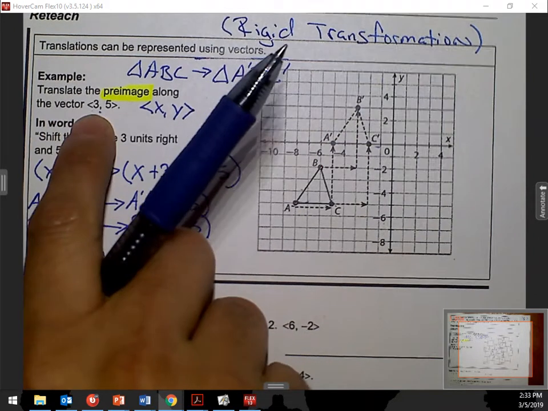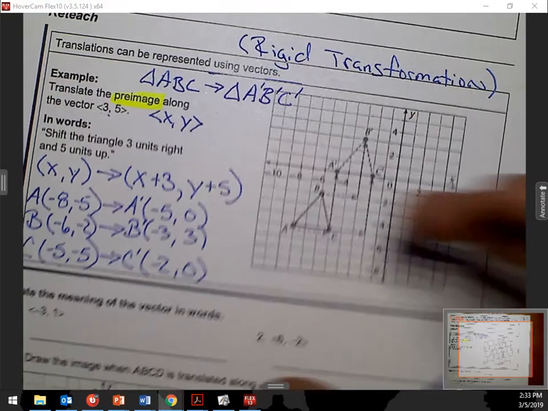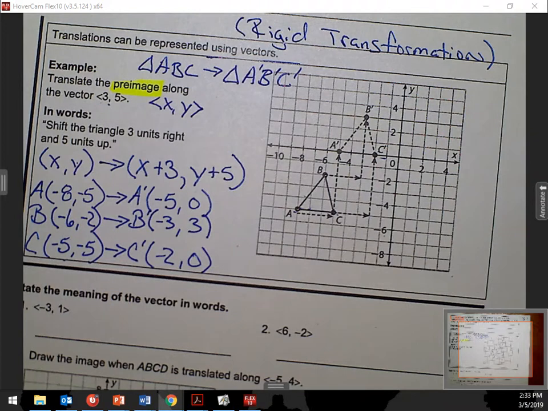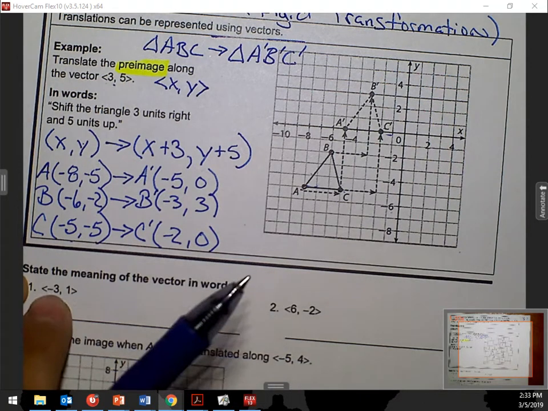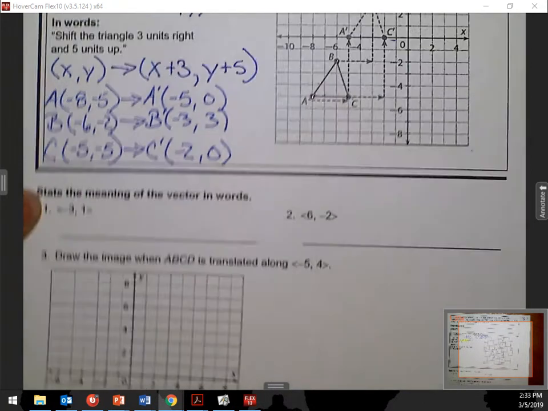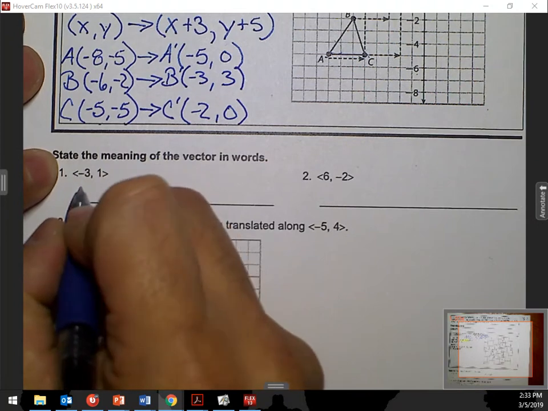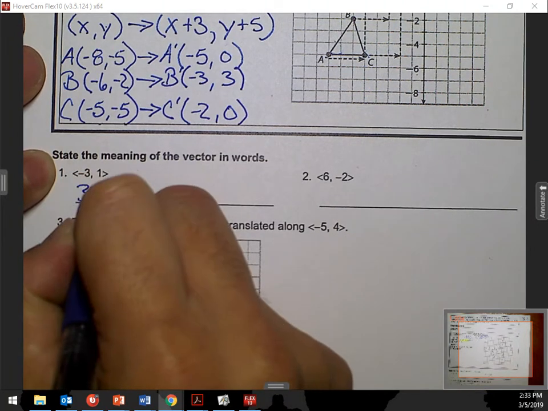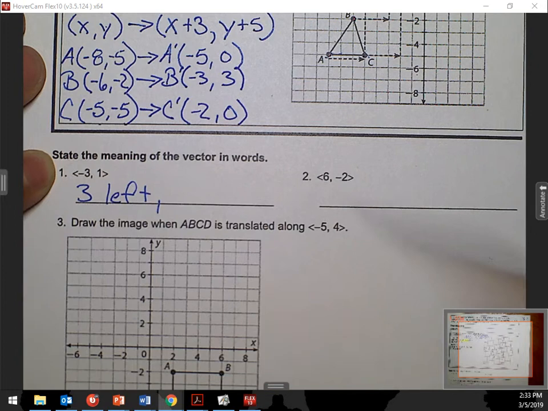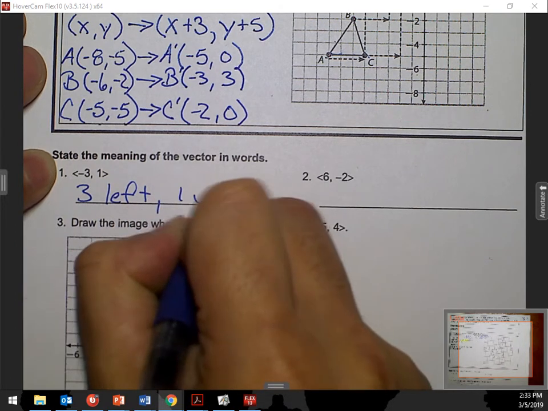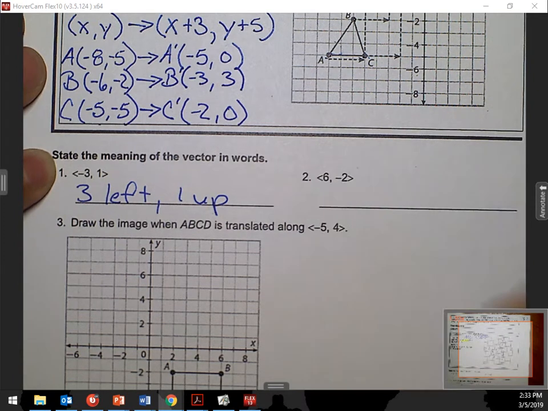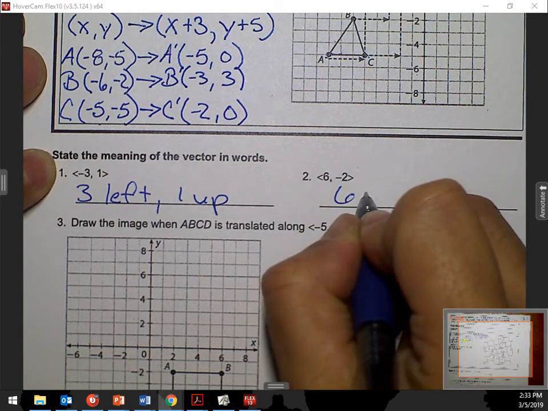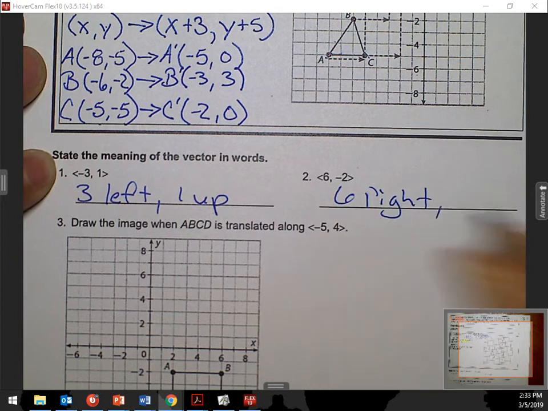Now, I'm also going to tell you guys one more thing to go along with this, because it goes along with what we're going to do later on. But I'm going to come back to this in a minute. Now, state the meaning of the vector in words. So what does this say? 3 to the left and 1 up. Okay, what about number 2? 6 to the right, 2 down.